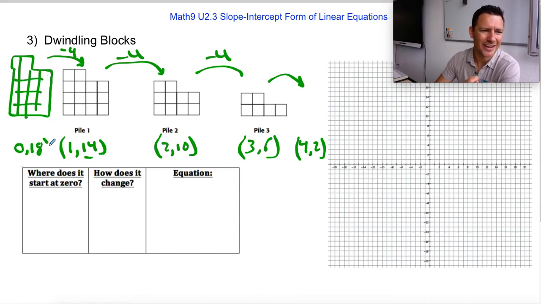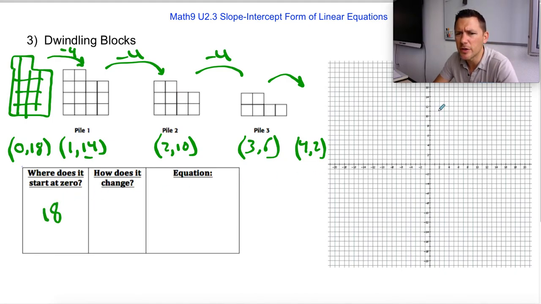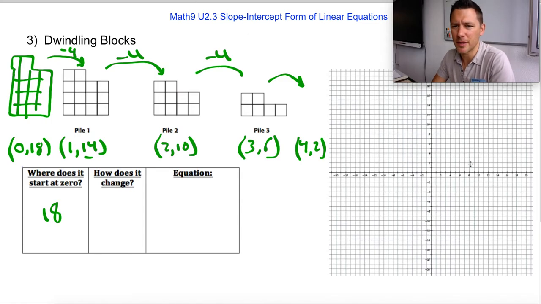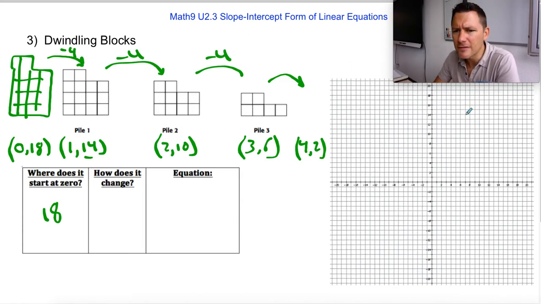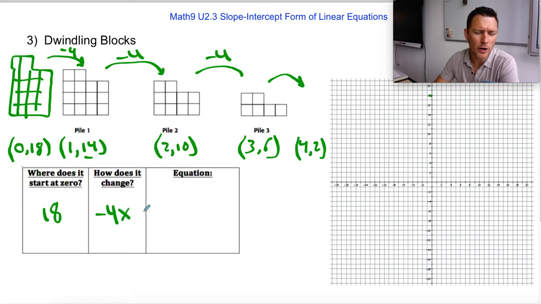18 blocks, right? So where does it start at 0? Well, it starts at 18, right? So at 0, it starts up here. So it starts here. There's 18. How does it change? Well, it goes down by 4 every time it goes over 1 on the x, right? So you go down 4 and over 1.